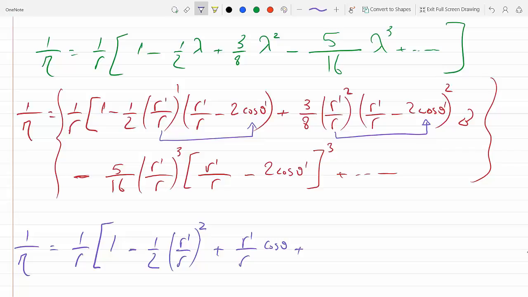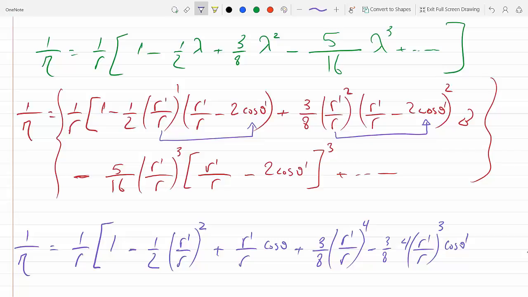Okay, plus now you're going to get r prime over r squared, and you have an r prime over r squared, so that's 3 over 8 r prime over r to the 4. And then you have 3 over 8, we have 2 times the first times the second, so that's going to be a minus here, times 4, r prime over r, you have a cube term here now, because you have r prime over r, times cosine theta prime.